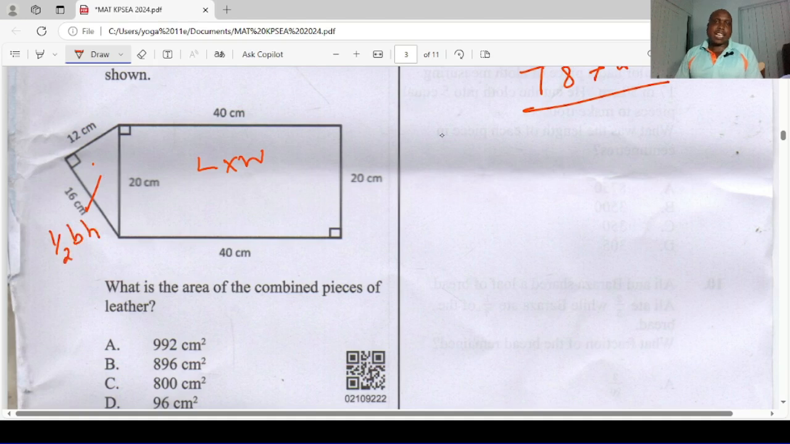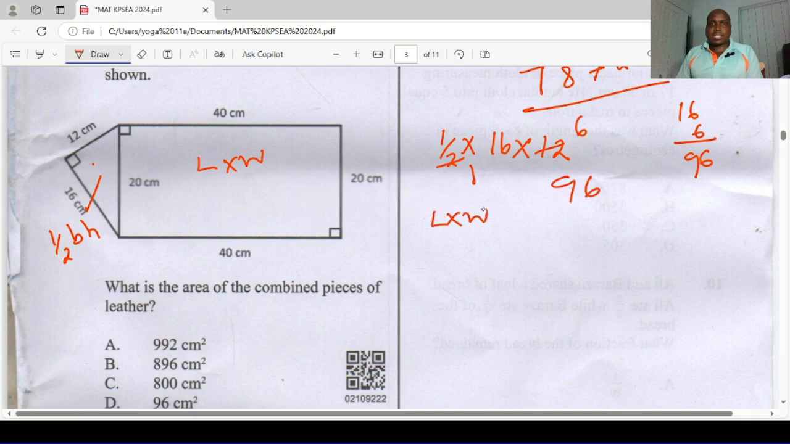So area of the triangle is a half times base. The base is 16 times the height, which is 12. So half of 12 is 6. So we have 16 times 6, which is 96. Then the area of the rectangle is length times width, which is equal to 40 times 20. And this gives us 800. So 800 plus 96 will give us the total area. So the total area for this figure is 896.